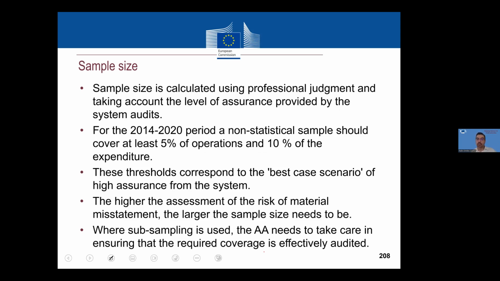For the 1420, the coverage of the sample should be at least 5% of operations and 10% of expenditure. As many of you will already know, this will be changed for the post-2020, but let's see that tomorrow. But for now, the minimum threshold is 5 and 10. Please remember that these thresholds are for what we consider the best case scenario, and the best case scenario means category 1 systems. So for systems with a categorization higher than category 1, you should consider to increase these coverages.